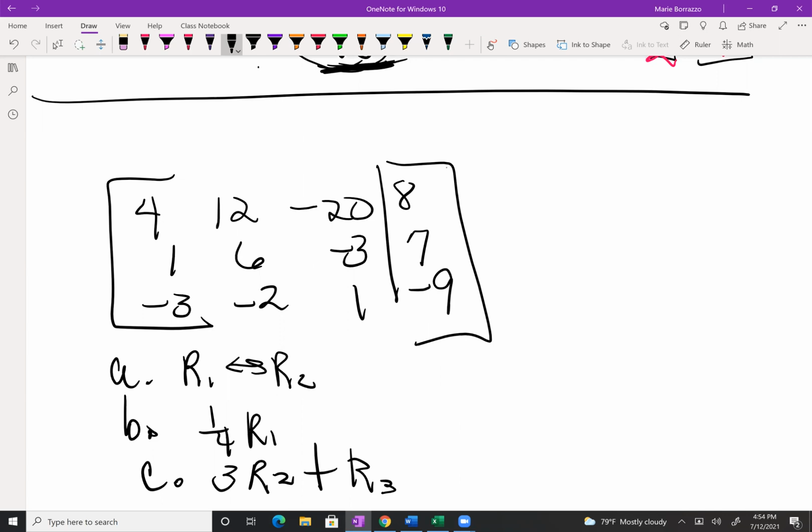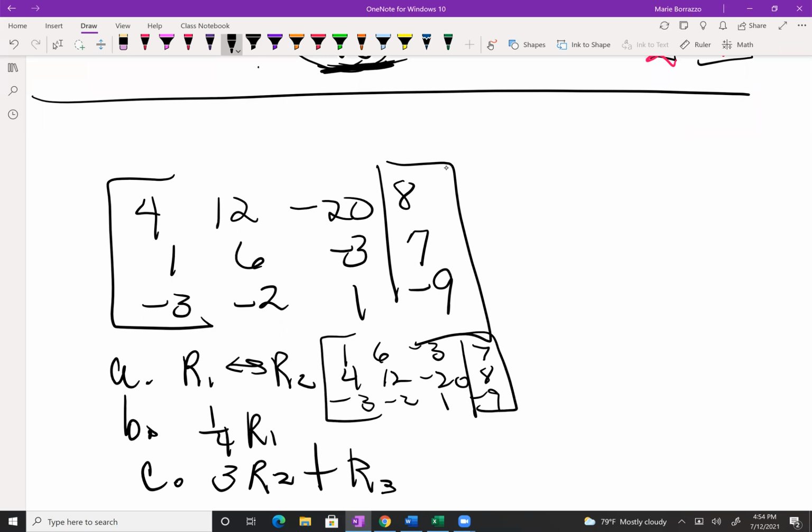I assume part A is super easy, yes? Yeah, I actually think I'm done. Okay, let's see. Part A, you're basically swapping these two. So you're going to have 1, 6, -3, 7. You're going to have the 4, 12, -28, and then you're followed by the -3, -2, 1, -9. So that's a no-brainer, right? That's easy, I assume.